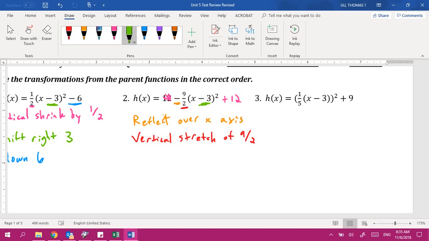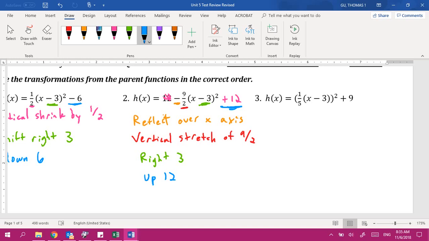Because it's a fraction, so why isn't it a shrink? Because it's a fraction, but yes, that fraction is greater than 1, so it's going to be a vertical stretch. All right, what is the next transformation you see? Right 3. And then lastly, we've got this one on the outside now. Up 12, that's right. Good.